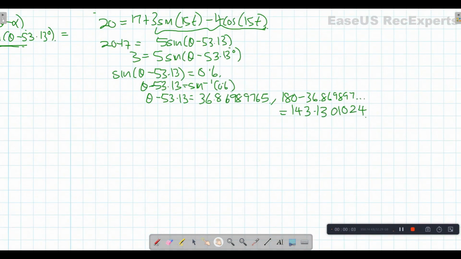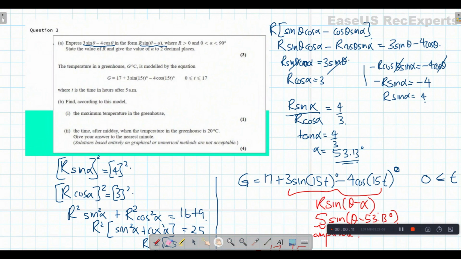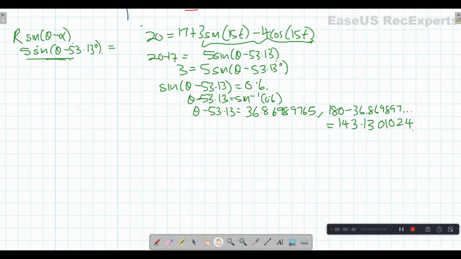Okay, now we have two angles over here. If you read the question, the time tells you that the temperature time only starts in hours after 5 a.m. But the question here says, find according to this model the time after midday. They want the time after midday, after 12 p.m., when the temperature in the greenhouse is 20 degrees. There might be one before 12 p.m., we don't want to know that. What we want is after 12 p.m. That's what we want.